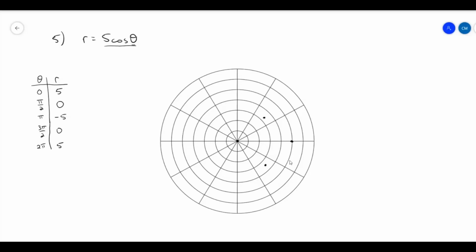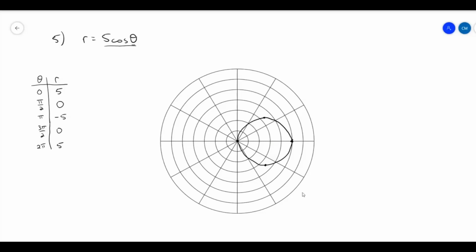And if you put all this together, what you're going to find is that it produces this type of graph, and that is a circle. So in polar form, r equals a number times cosine theta, or a number times sine theta for that matter. Those are going to produce circles.